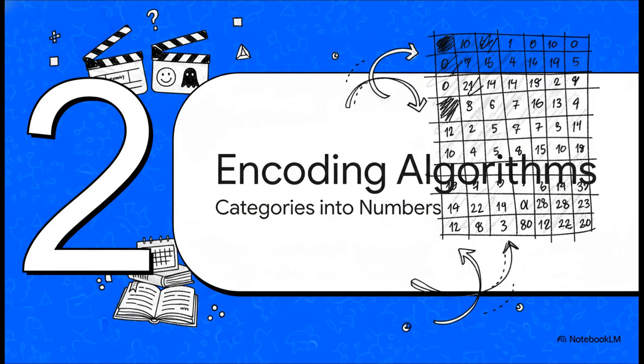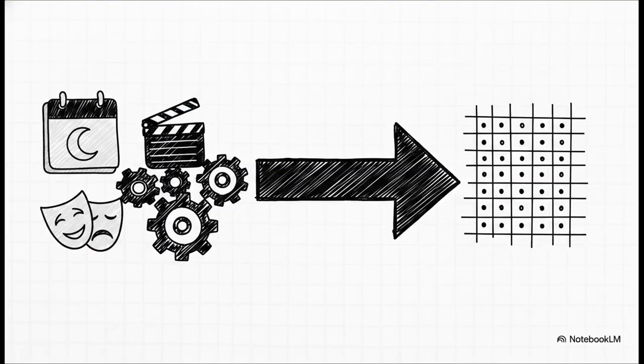Moving right along to Section 2, Encoding for Algorithms, Turning Categories into Numbers. So we've established that algorithms thrive on arrays and matrices, right? But there's a major catch to this architecture. Mathematical matrices can only hold numbers. This is a severe bottleneck when our operational databases are packed with rich, non-numerical context.